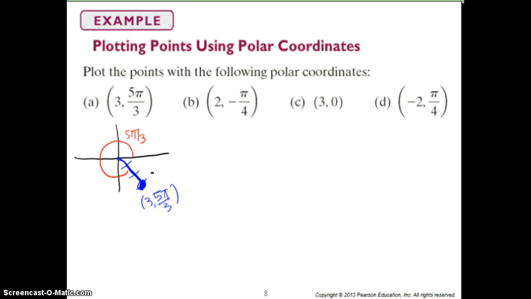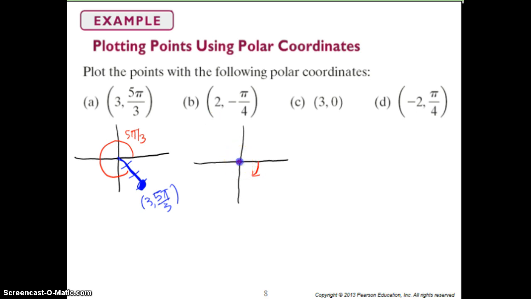Okay, so now let's try 2, negative pi over 4. Let's draw our grid. Our R value is 2, and our theta in this case is negative. So first thing we want to do is rotate negative pi over 4 units. So we're going to be rotating in the negative direction. We're going to rotate clockwise. If we're just going pi over 4, we're going to go into quadrant 4. This way.